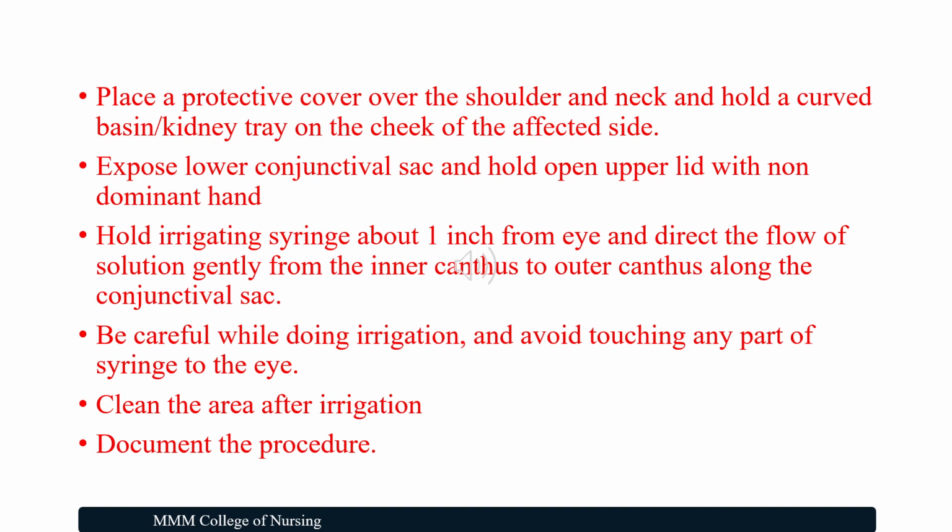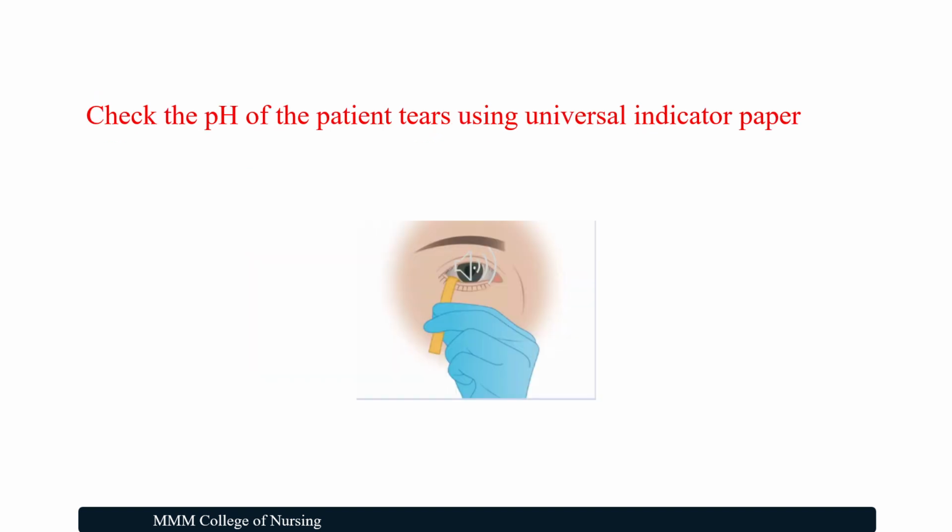Next, you have to hold the irrigating syringe about 1 inch from the eye. It should not directly touch the eyes because it may cause injury. So hold the irrigating syringe 1 inch above the eye, and flow the solution gently from the inner canthus to the outer canthus along the conjunctival sac. You should be very careful while doing the irrigation, and you should not touch any part of the eyes with the syringe. Clean the area after irrigation, and document the procedure that was done.